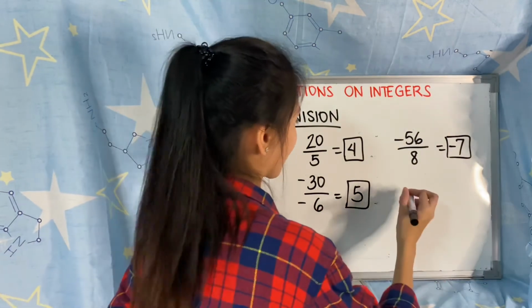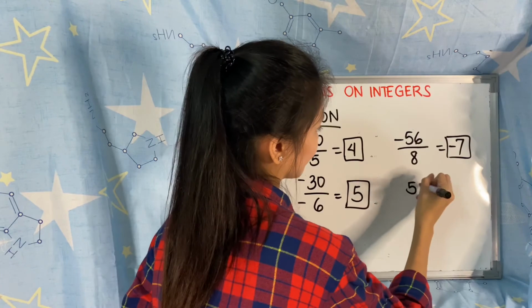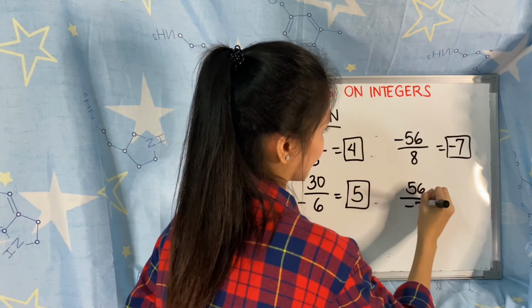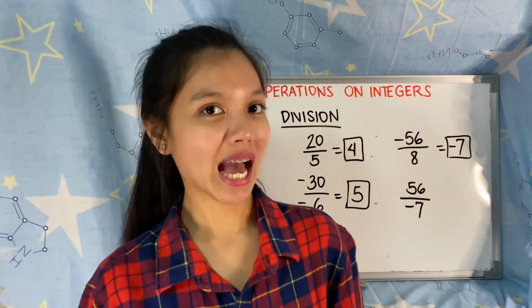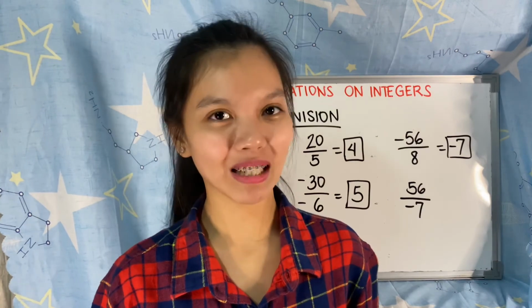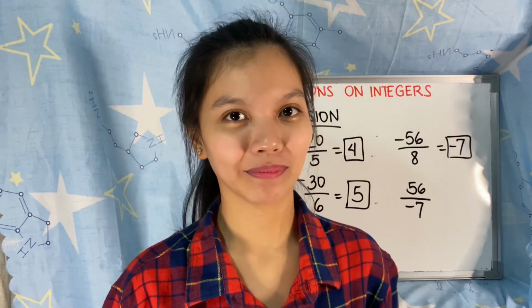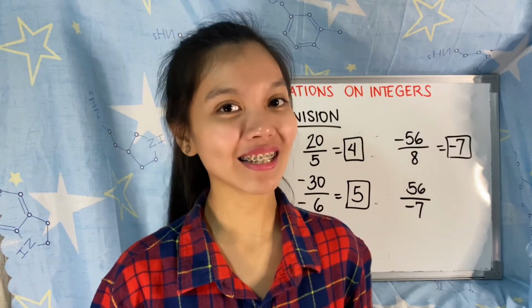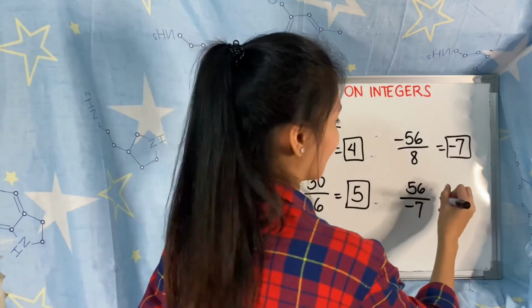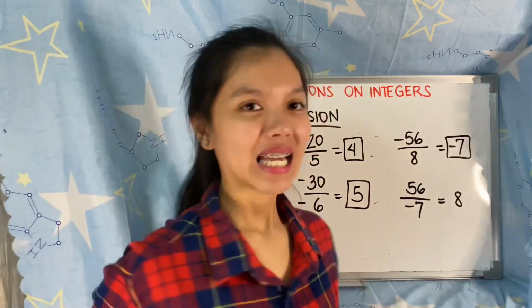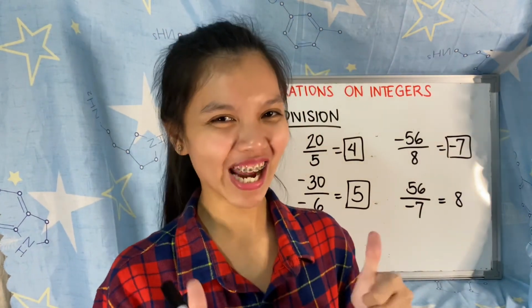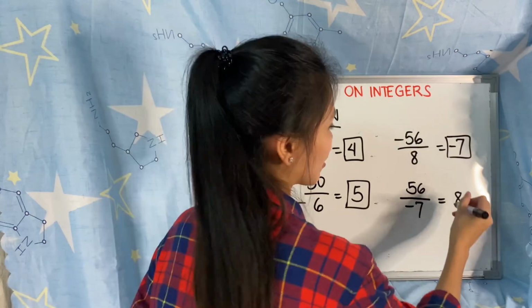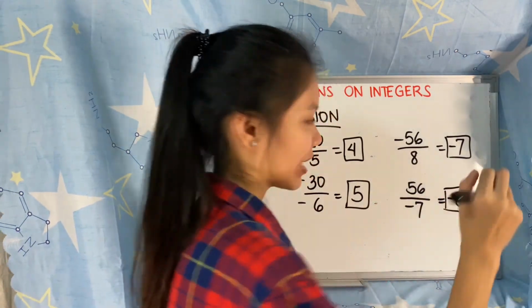Next. What if we have positive 56 divided by negative 7? So, simply divide 56 by 7. The answer is 8. Very good. And positive divided by negative? Great. That is negative. So, we have negative 8.